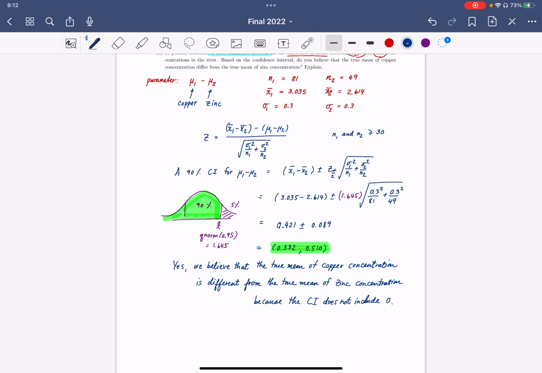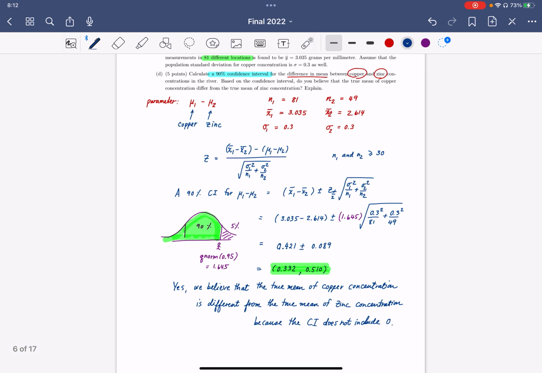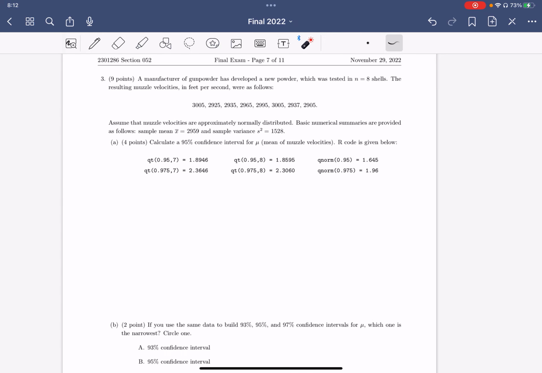All right, so this is the answer for this type of question. So this is the two sample confidence interval, okay? All right, so let's go. Next one. So we're gonna do part 3 here.